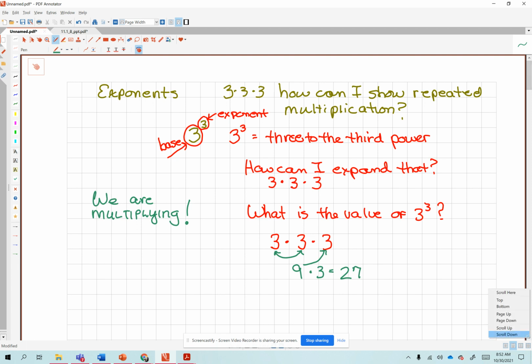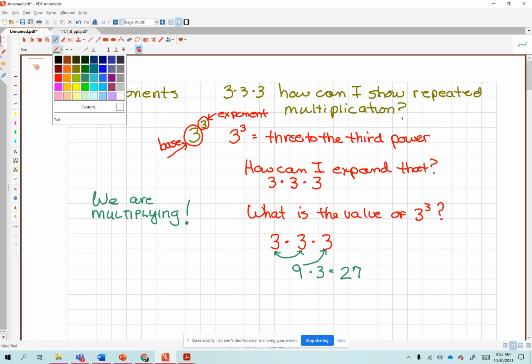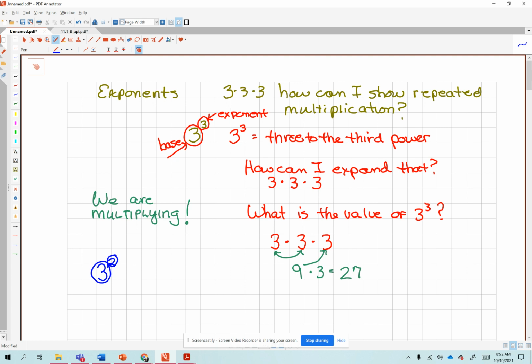Let's take a look. What if I were to write 3 to the second power? Now, I often have students who look at this and they say, oh, that's 6. 3 times 2 is 6. No, that's not 3 times 2. The base of 3 is repeated 2 times. So that would be 3 times 3. Well, what is 3 times 3? 3 times 3 is 9. So that's the work we're going to be doing today as we explore exponents.